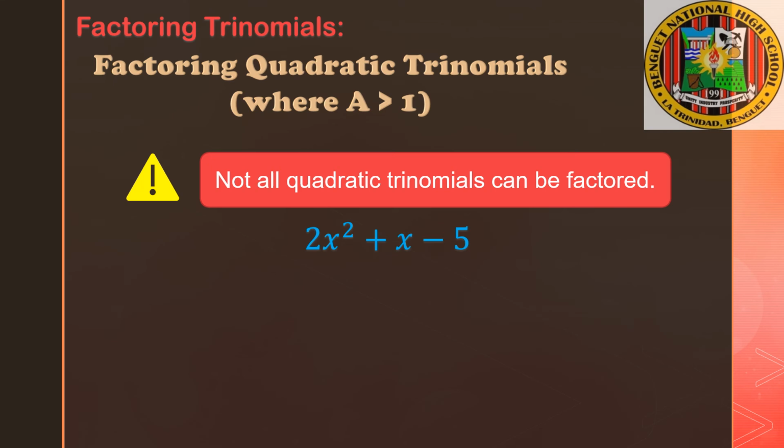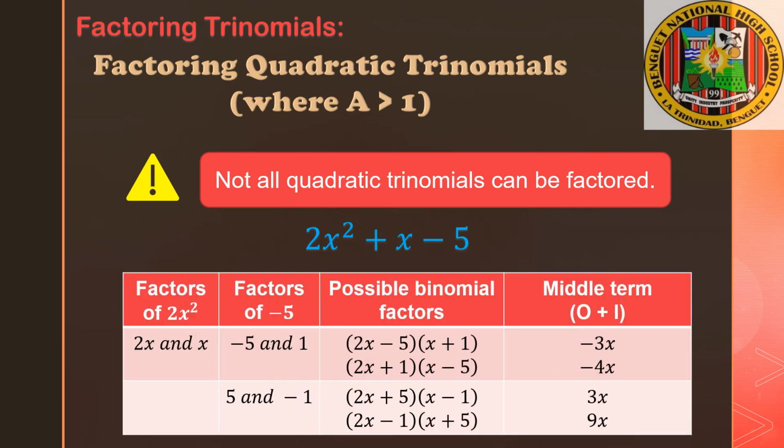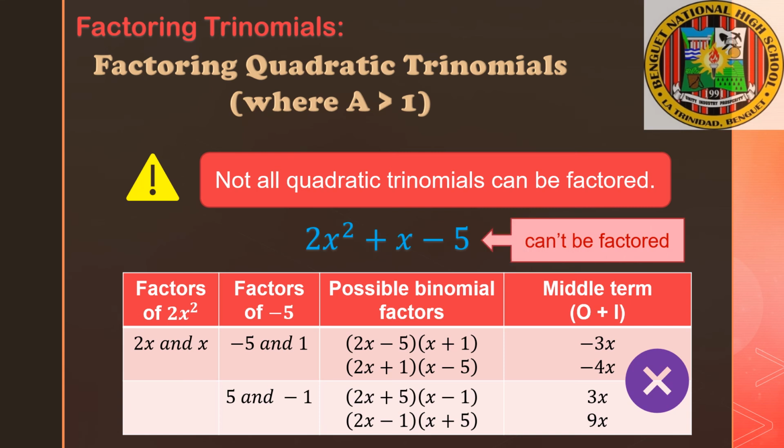When we write out all its possible binomial factors based on the factors of its first and last terms, we see that through our test of getting the sum of the products of the outer and inner terms of the possible binomials, there are no factors which will give us a middle term equal to x. If that's the case, then it means that the trinomial can't be factored out. So it is important to check our solutions carefully.